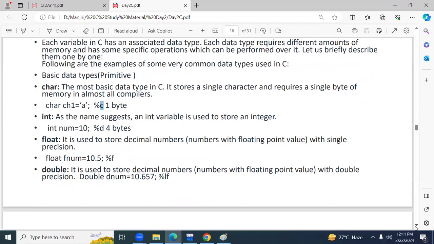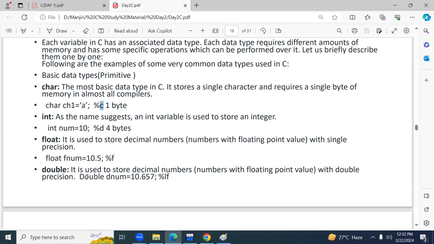Then next is float. Float is used for storing decimal numbers, that is numbers with single precision, and the type specifier is %f. It is again taking 4 bytes, which I haven't mentioned, but it is taking 4 bytes, remember.